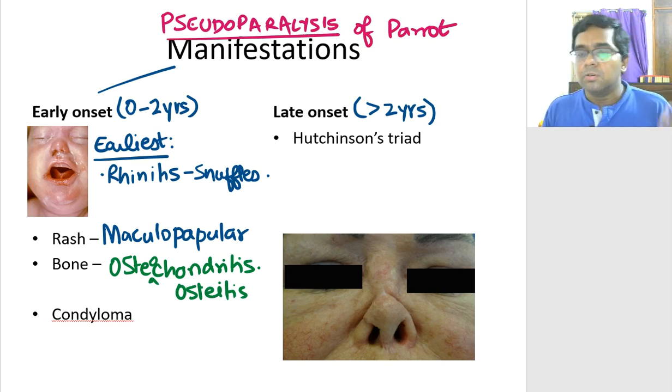And some babies can also develop condylomata lata in the perigenital or perianal region, like what you see in the adult population also. Okay, so these are the manifestations of early syphilis.